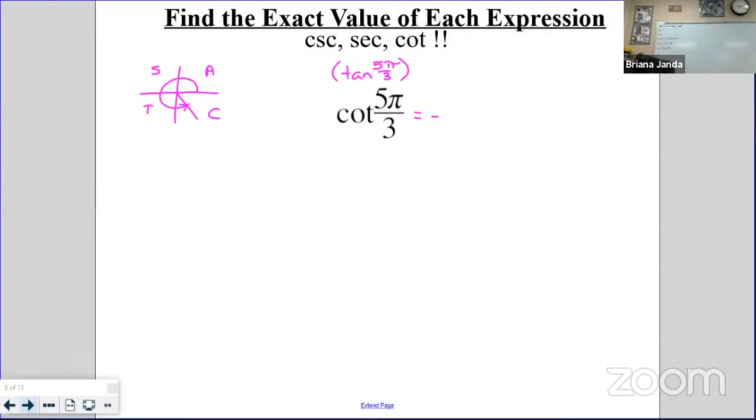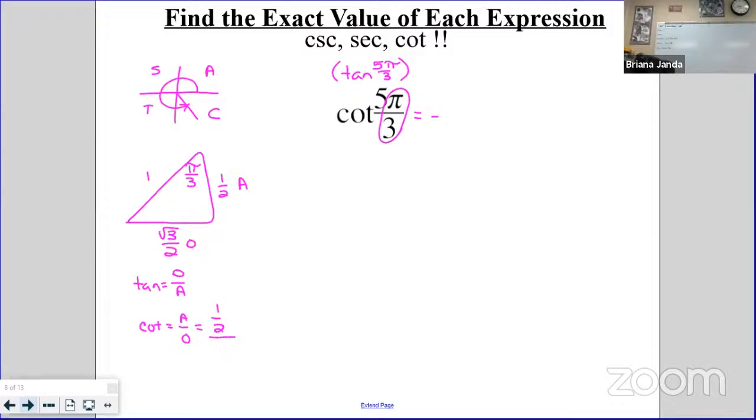Okay, let's talk special right triangles people first. Our reference angle is pi over 3. If I consult my pi over 3 model, pi over 3 is the same thing as 60 degrees. Now, tangent is opposite over adjacent, if I'm thinking triangle, SOHCAHTOA, which means cotangent is adjacent over opposite. So this would have been 1/2 divided by the square root of 3 over 2. Simplify from there.